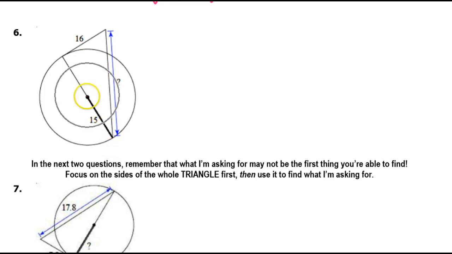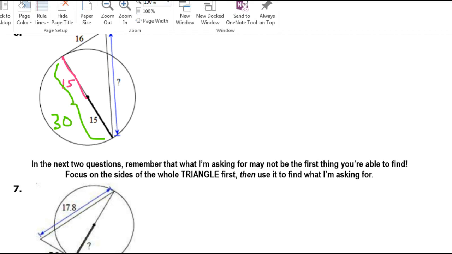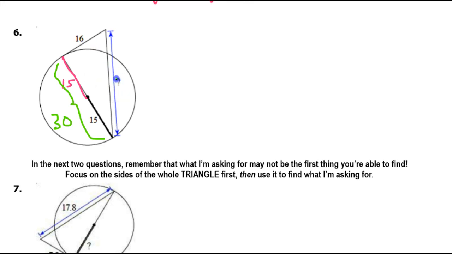If this radius is 15, that means this radius over here is also 15, which means that this side of the triangle is 30, 15 plus 15. So now I can do the Pythagorean theorem where I'm going to find the hypotenuse in this case. So let's see. A squared plus b squared equals c squared. So 16 squared plus 30 squared is equal to x squared.